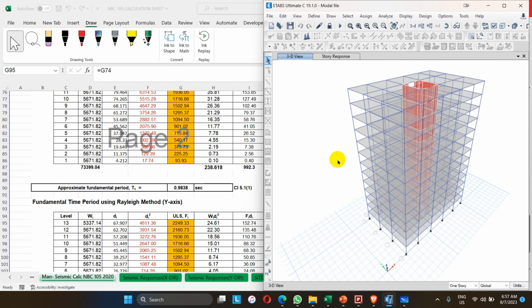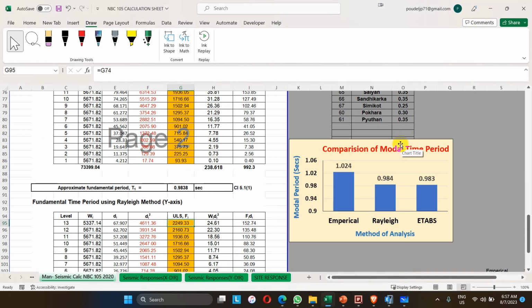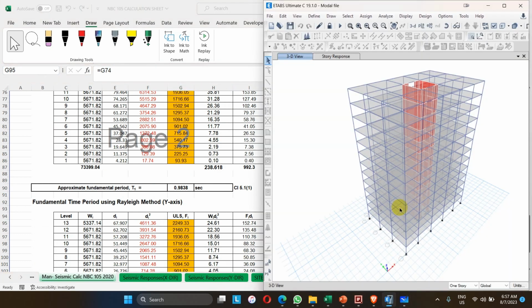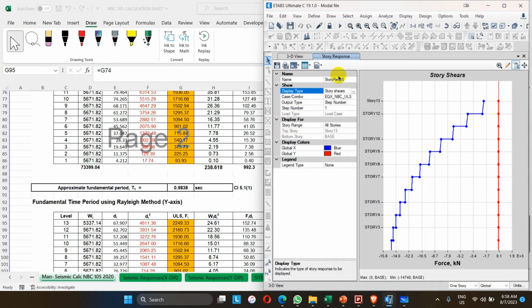So today the manual calculation of the equivalent static analysis procedure, with the guidelines prescribed in the code NBC 105:2020, shall be done, and we compare the global response of the structure obtained by the manual calculation with the values of ETABS. The same ETABS model which we used in our previous session shall be used today, and we continue the evaluation procedure.